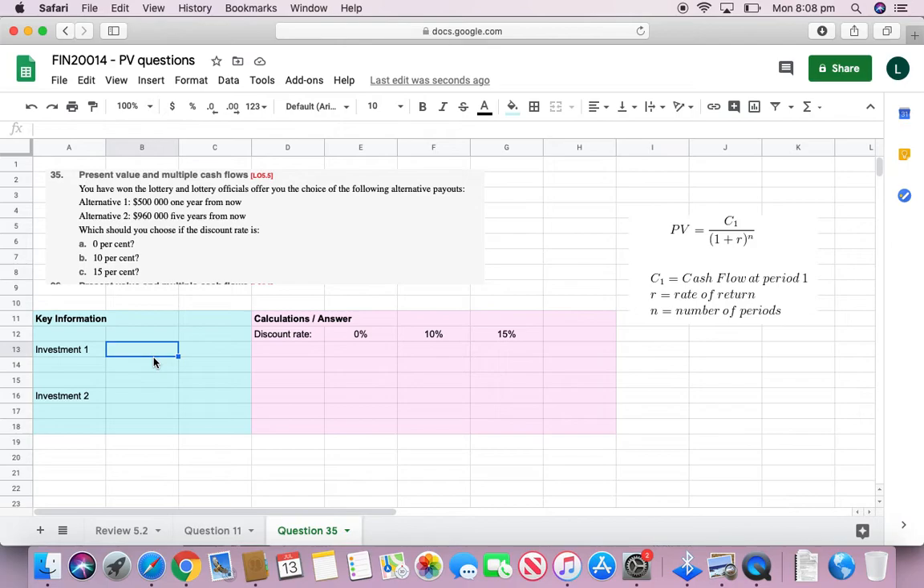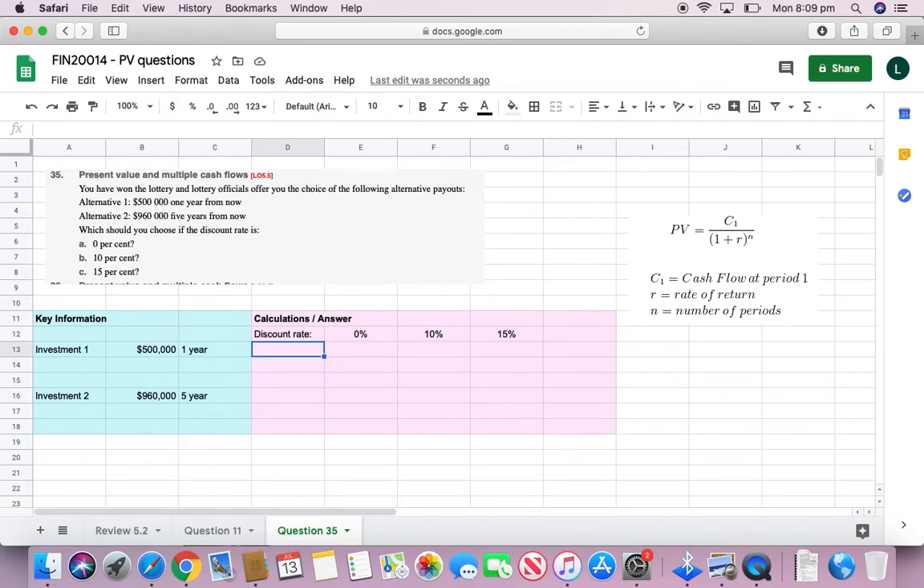You've won the lottery and the lottery officials offer you the choice of the following alternative payouts. Alternative 1, $500,000 one year from now. The second one is $960,000 five years from now. So if we've got a discount rate of 0%, 10%, and 15%, which one would we prefer?